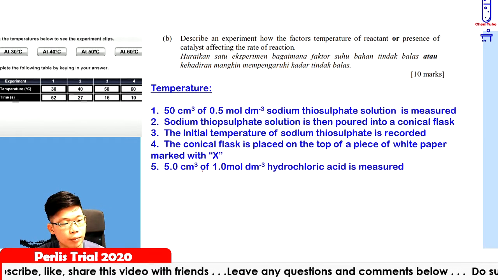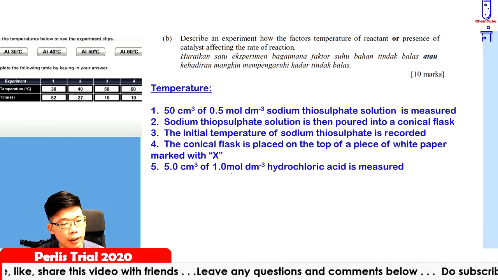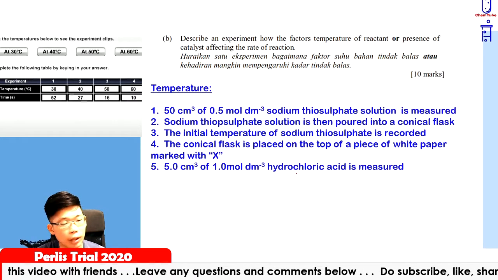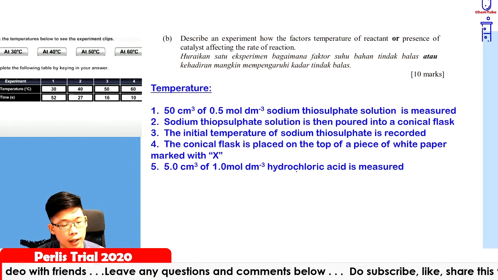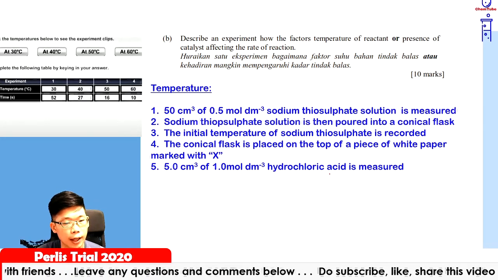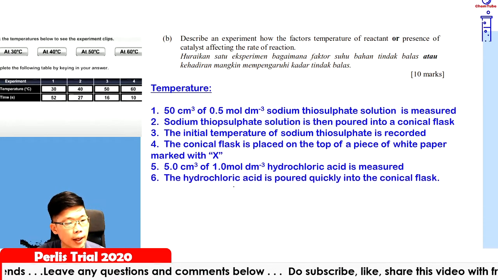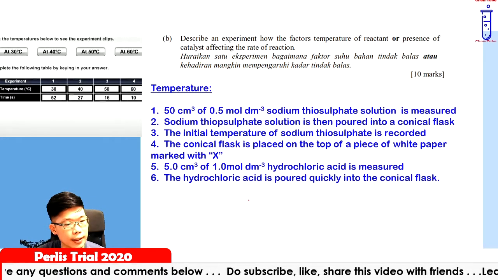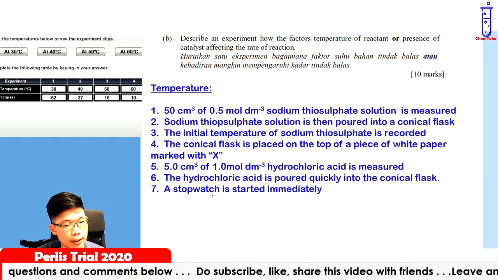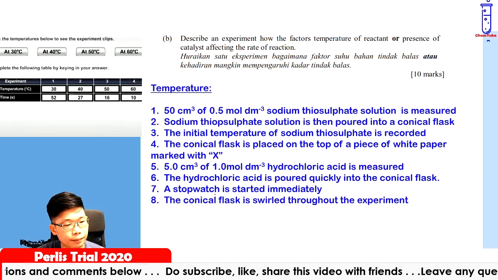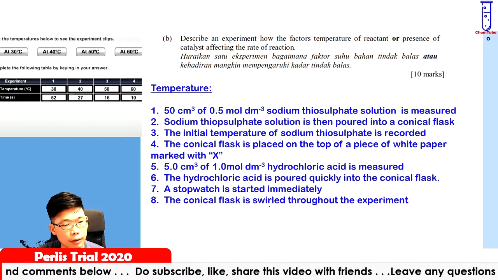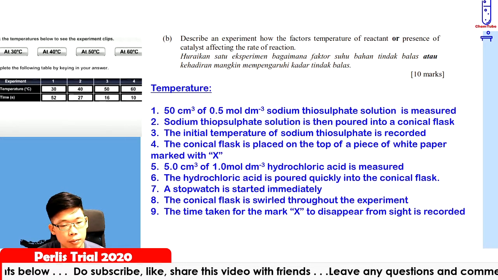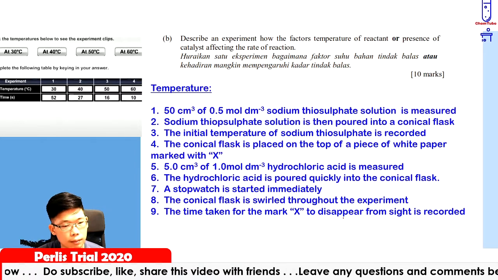Then 5 cubic centimeter of 1.0 mole per cubic decimeter hydrochloric acid is measured. You can also use sulfuric acid. Then the hydrochloric acid is poured quickly into the conical flask. Then a stopwatch is started immediately. Then the conical flask is swirled throughout the experiment. Then the time taken for the X mark to disappear from sight is recorded.